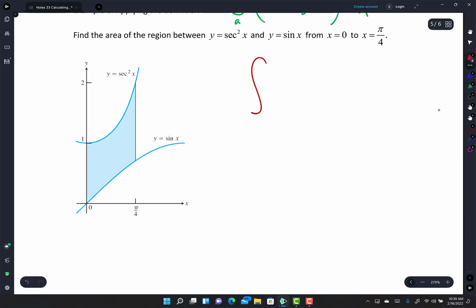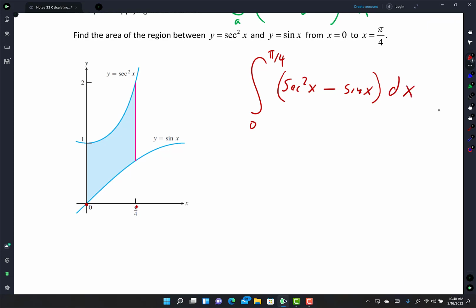Integral 0 to π/4, because those are my limits. Here's 0, here's π/4. What curve is on top? Secant squared x, minus what curve is on bottom? Sine x. And I'd like to do it formally, so there it is in parentheses with my dx there.